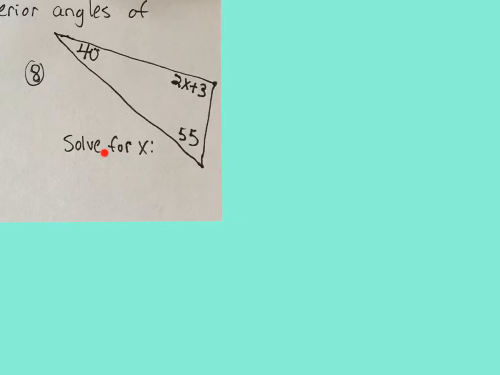So we need to solve for x. So I see a triangle with one missing angle. We have 40 and 55, and if we could figure out what those equal, then we know that all of them have to add up to 180. So 40 plus 55, so far we have 95.